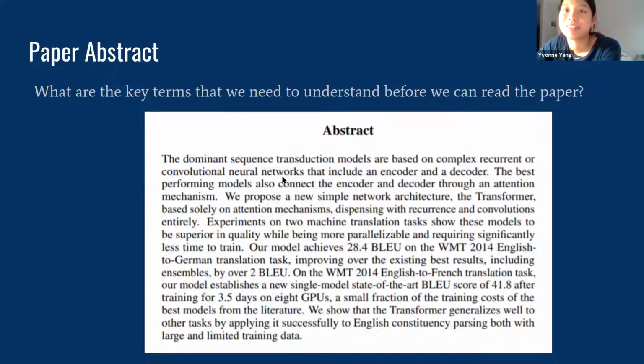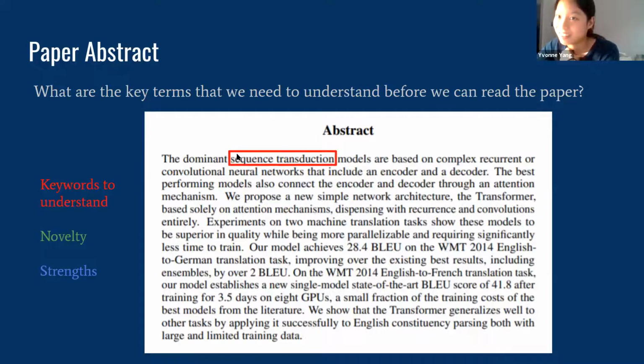For example, in the first sentence, it says sequence transduction, and maybe I'm not familiar with that. Sequence transduction models are based on complex recurrent or convolutional neural networks. That might also be something we should look into. I will explain recurrent neural networks today, not so much convolutional neural networks, just because they're used way more in image processing right now and not so much in natural language anymore.